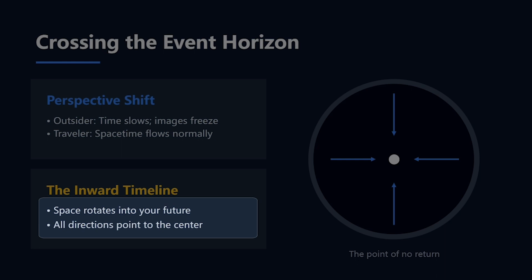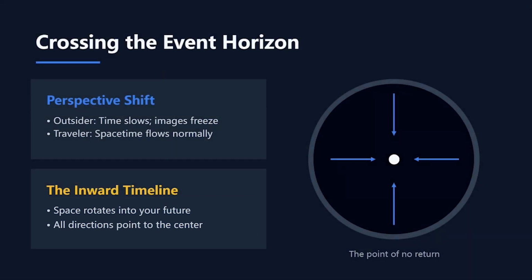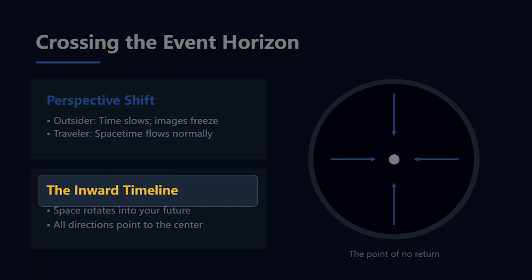Just as you cannot move backward in time to yesterday, you can no longer move outward toward the surface. Every direction you look, every path you take, leads directly to the center. It truly is the point of no return. You are now committed to a one-way trip toward the singularity. Next, we'll explore the physical toll this journey takes on an object, the famous and slightly terrifying process of spaghettification.